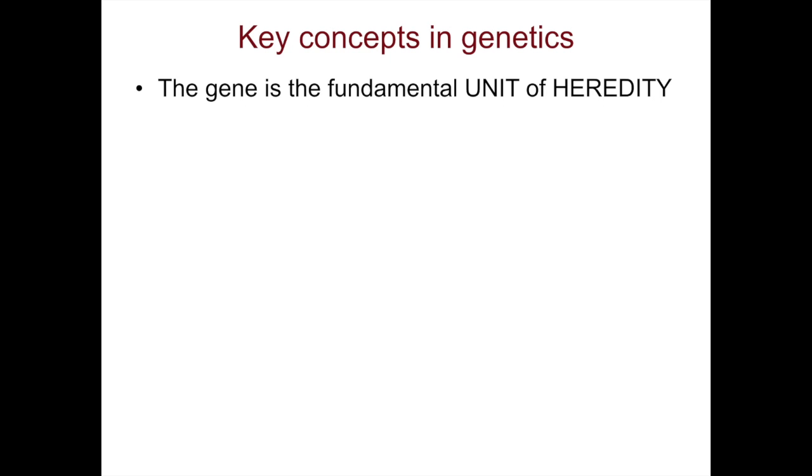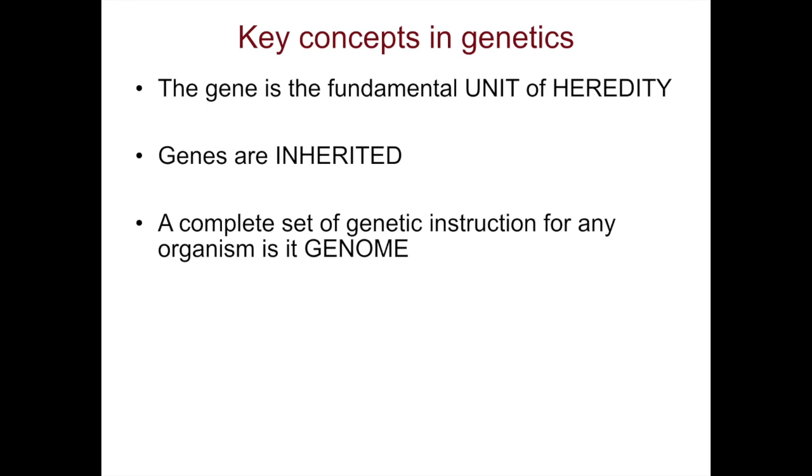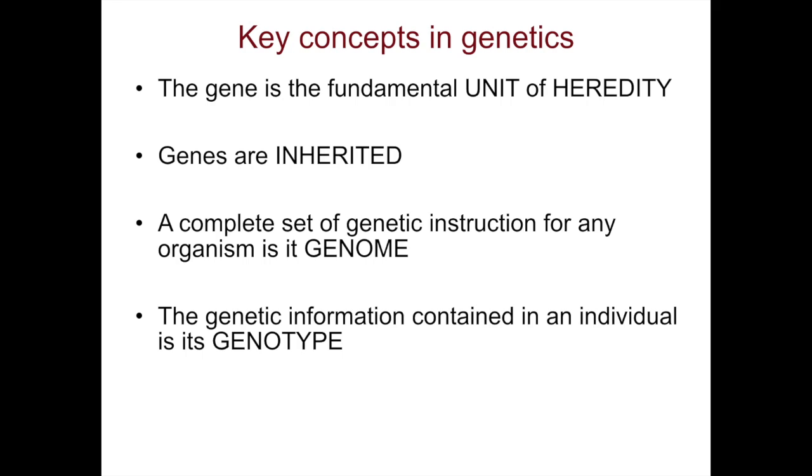So I just want to review a few key concepts in genetics. I imagine some of these concepts have come through in the lecture, but I want to stress them here. The first one is that the gene is the fundamental unit of heredity. Genes are inherited. A complete set of genetic instructions for any organism is in its genome. The genome dictates how an embryo forms and influences behavior. There's a whole range of things that the genome is doing. The genetic information contained in an individual is its genotype.